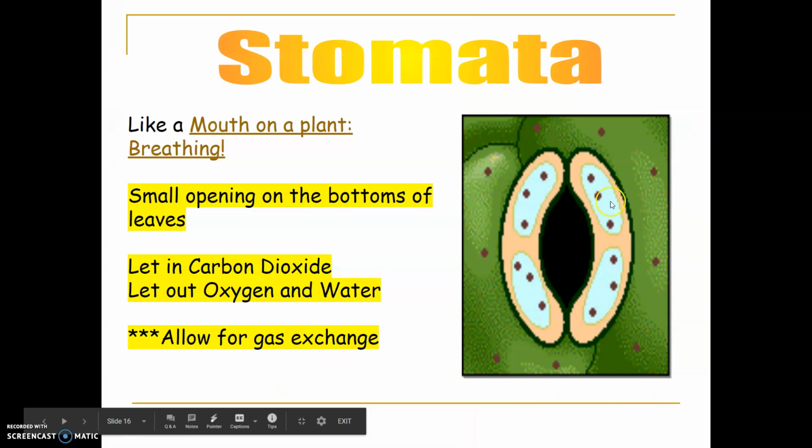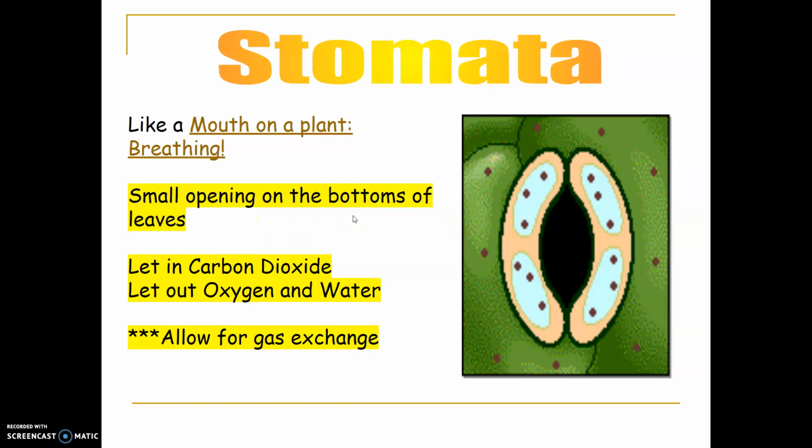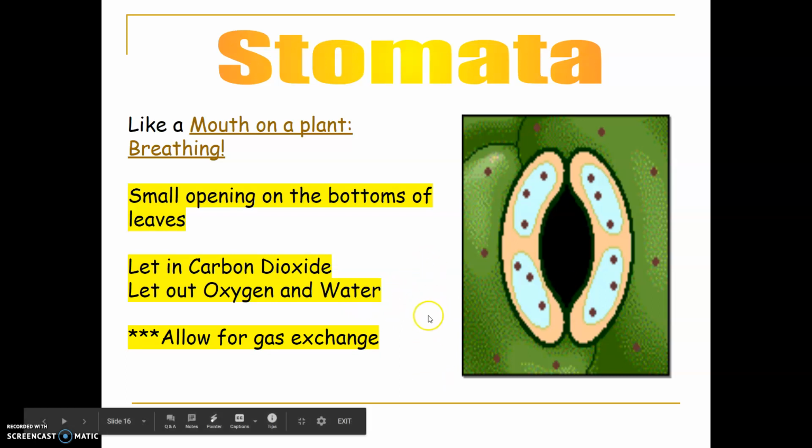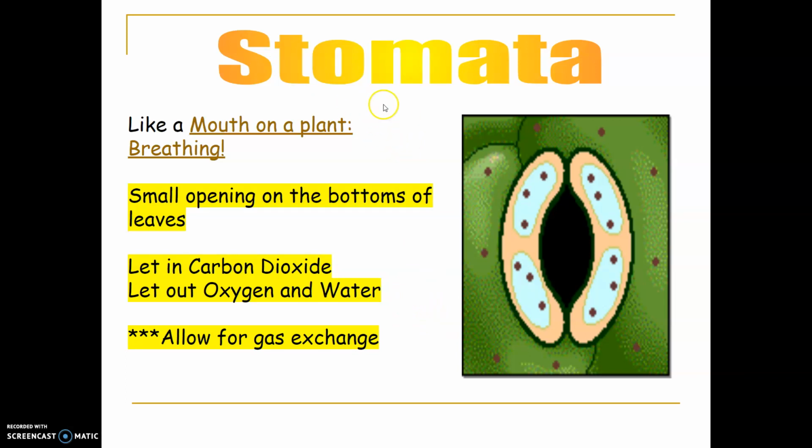And it looks like this. So it looks like a little mouth opening. They are always on the bottom of the leaf because they don't want to get dried out, and it's protected from the sun on the underside of the leaf. Remember that plants bring carbon dioxide in, oxygen out, and we don't want water to leave, but water will leave. The good part of water leaving is, again, it dries out the leaf and allows for that transpiration pull to happen. But the main job of a stomata is breathing.